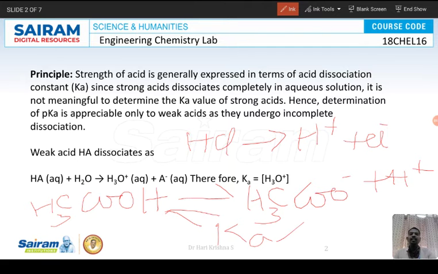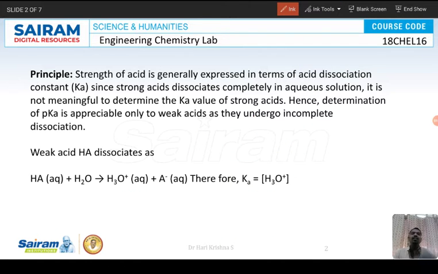This cannot be seen in a strong acid because it has only a forward reaction. There is no equilibrium. It dissociates completely, whereas a weak acid dissociates partially. Hence, we can determine pK only for weak acids and not for strong acids.